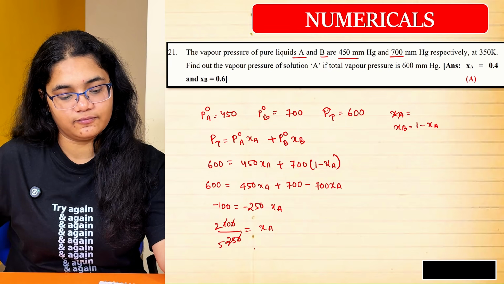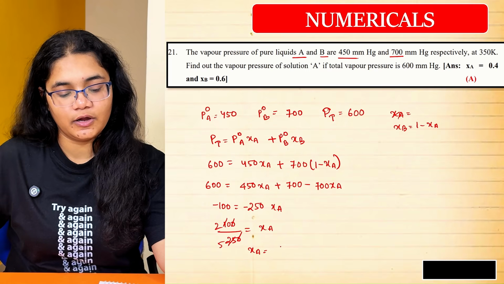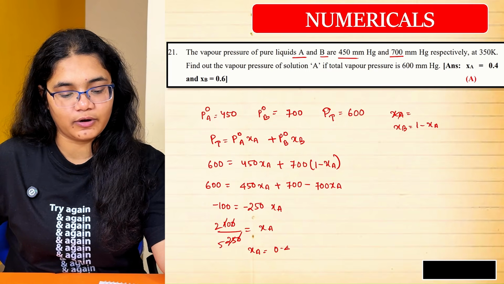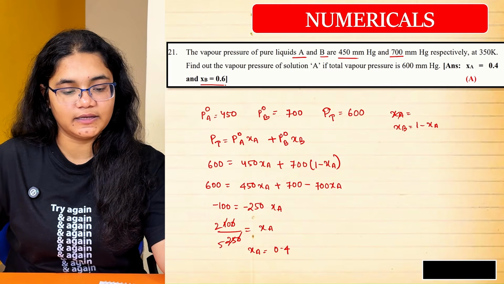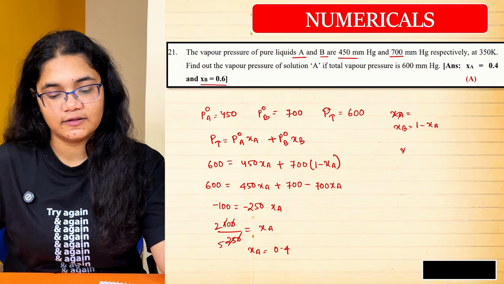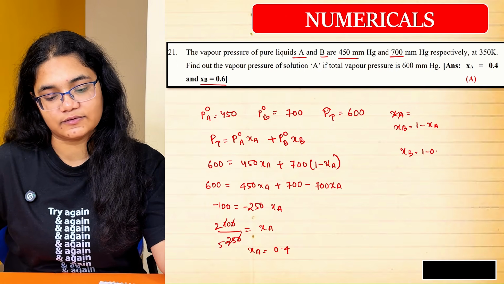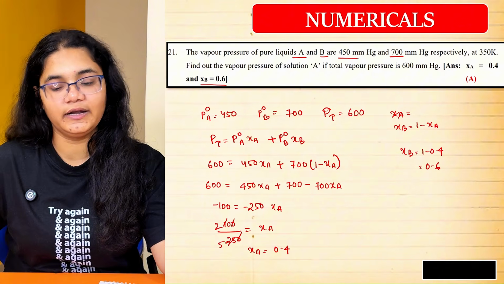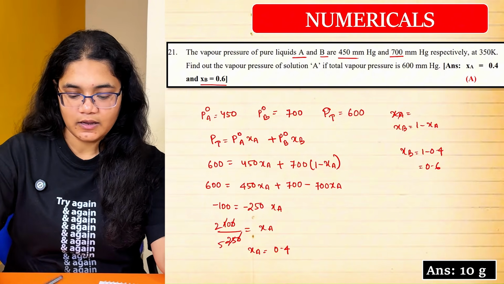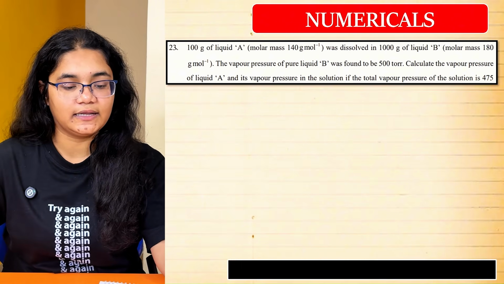So XA is 2 by 5. So XA value is how much? 2 by 5, or I can say 0.4. Then what's the value of XB? Because we have 1 minus XA, XB is equal to 1 minus 0.4, which is equal to 0.6. Next, we'll see question number 23 here.